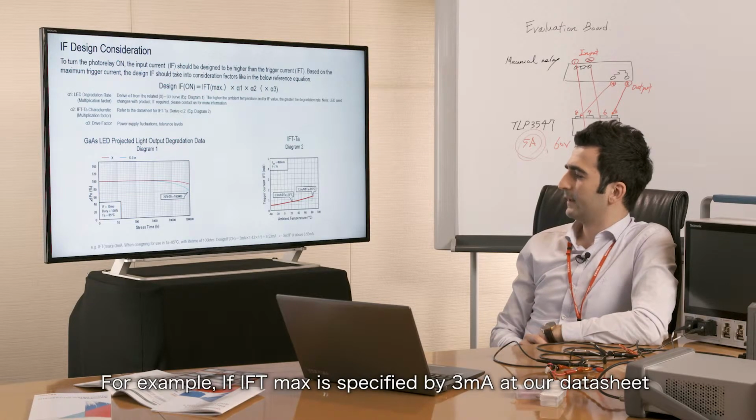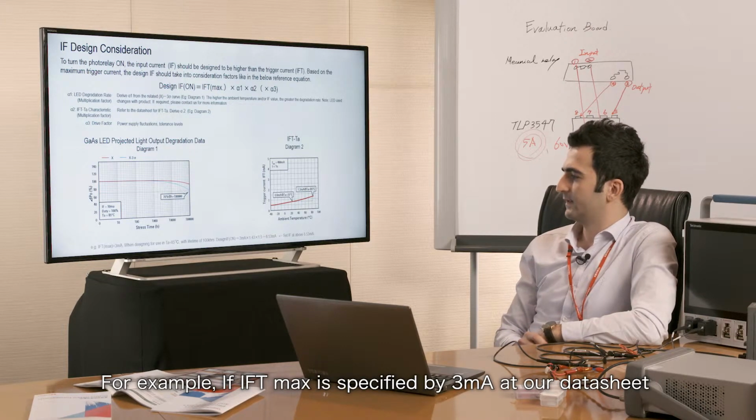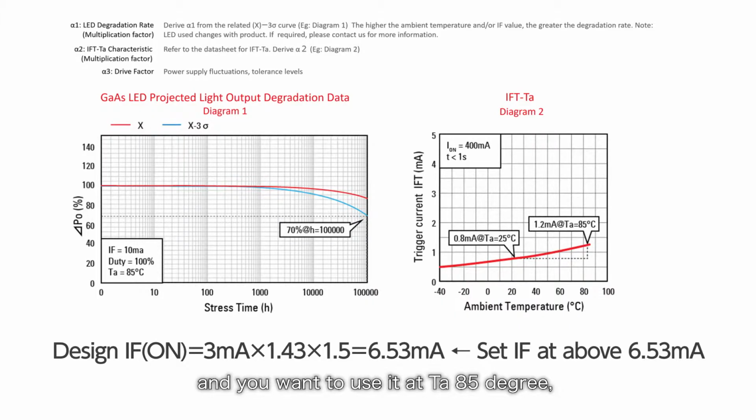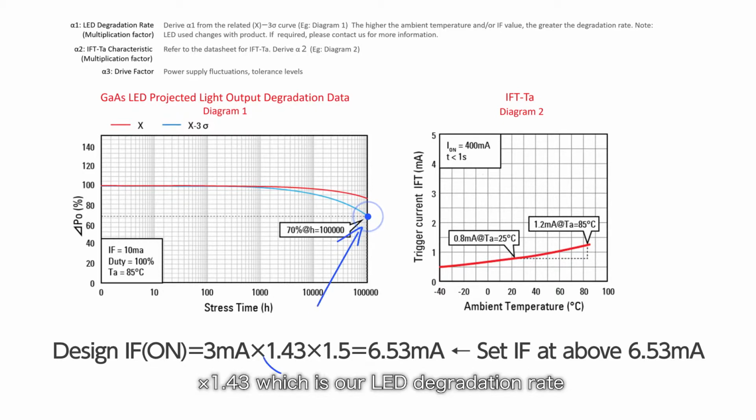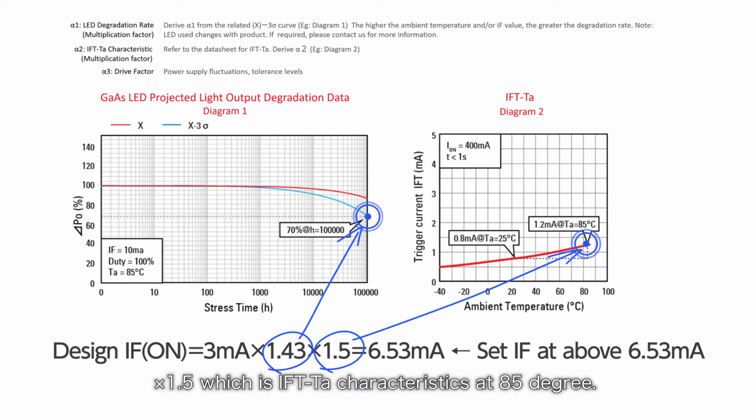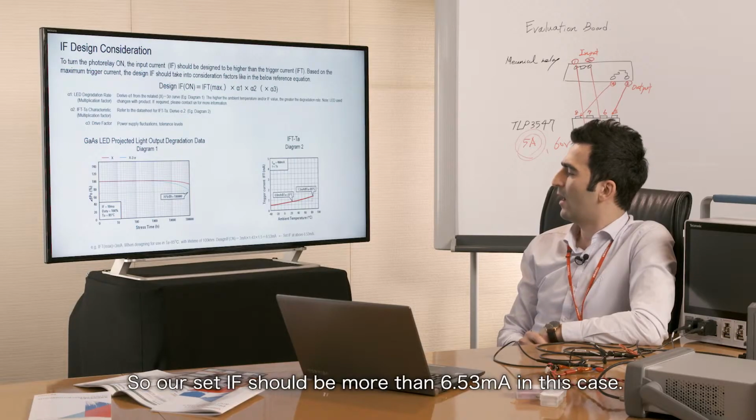For example, if IFT max is specified as 3 mA in our datasheet, and we want to use it at 85 degrees with a lifetime of 100,000 hours, the design IF on should be 3 mA, which is our IFT max, times 1.43, which is our LED degradation rate, times 1.5, which is the IFT-TA characteristic at 85 degrees. So our set IF should be more than 6.53 mA in this case.